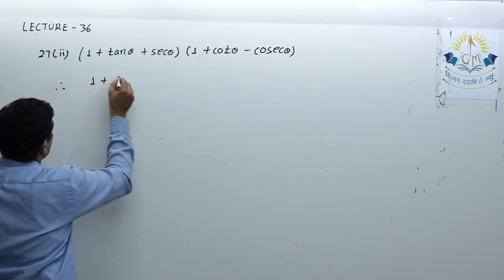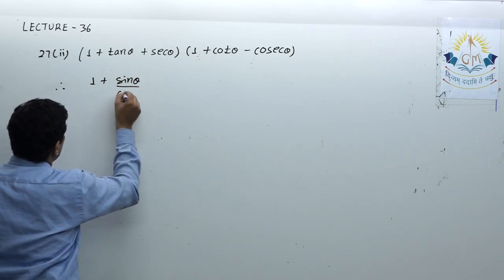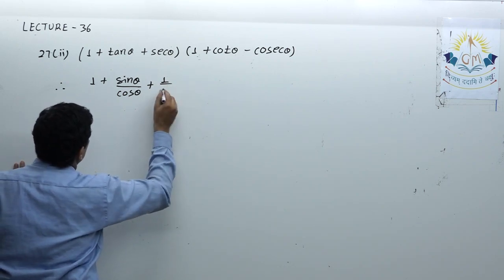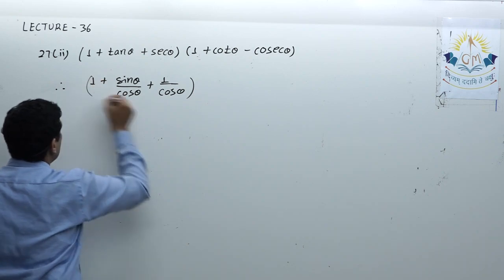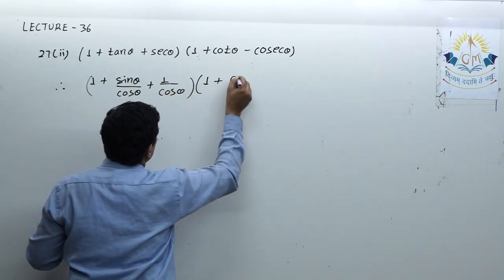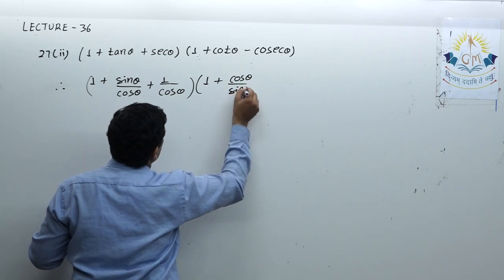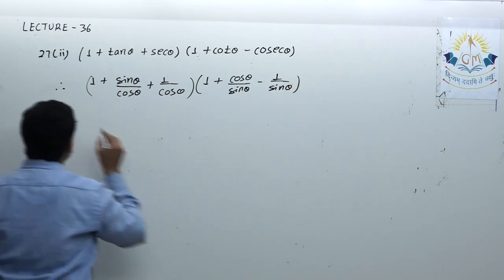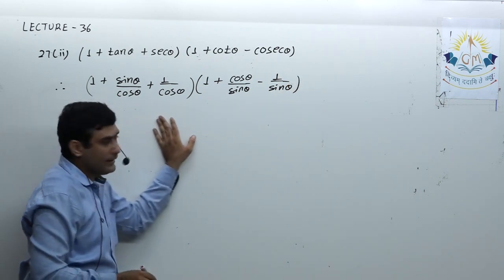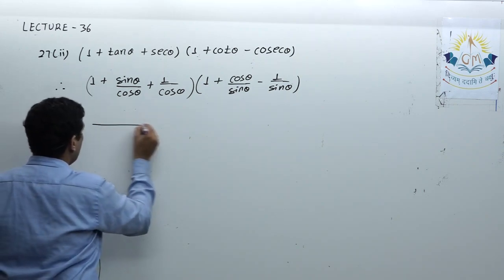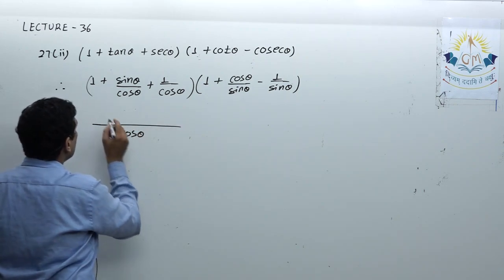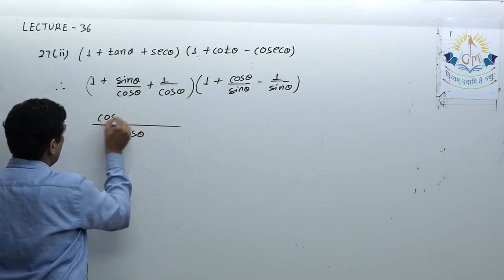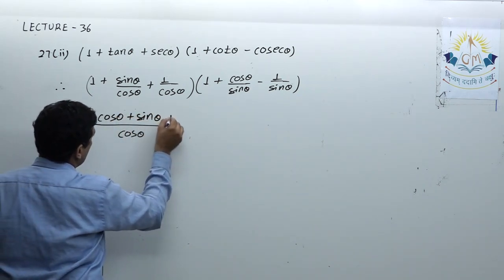So here 1 plus sin theta upon cos theta plus 1 upon cos theta. I am converting the trigonometric ratios in the form of sin and cos theta. Over here it is 1 plus cos theta upon sin theta minus 1 upon sin theta. Now here definitely we can take the LCM, so that will be cos theta. So in the numerator, cos theta plus sin theta plus 1.